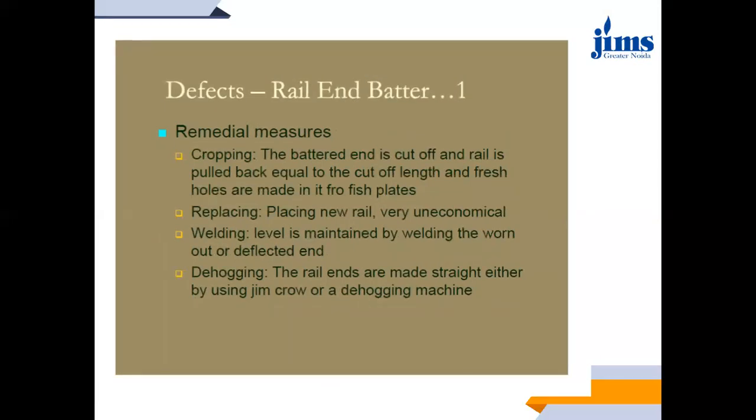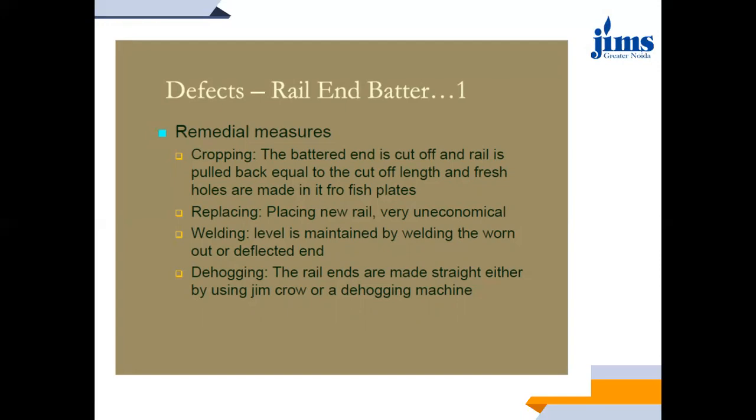Now, what are the remedial measures? Talking about remedial measures for rail end batter, we can perform cropping. Then we can perform replacing of the worn out or battered rails. What is the cropping operation? The battered end is cut off and the rail is pulled back equal to the cut off length, and fresh holes are made in the rail section so as to attach the new fish plate. Then there is replacing, in which the entire rail is replaced. This method proves to be a bit uneconomical.